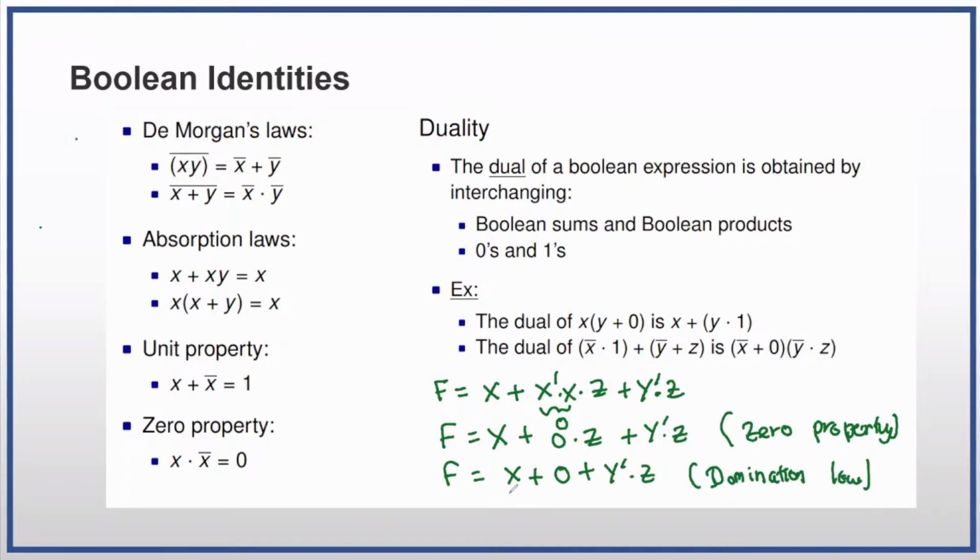And after that, using both these terms as X, it is the identity law. X plus Y dash Z, and this is the identity law. So now you can see you cannot simplify this after this one, because you can use the distributive law, but you cannot do any further simplification.